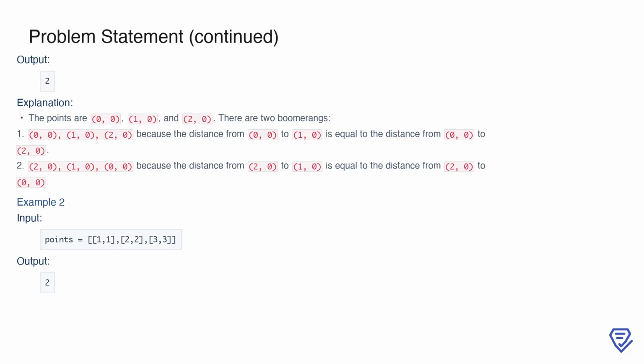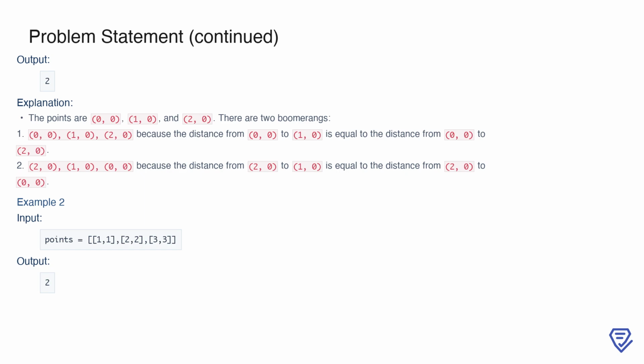This is because the distance from [0,0] to [1,0] is the same as the distance from [0,0] to [2,0]. The second boomerang uses the points [2,0], [1,0], and [0,0], as the distance between [2,0] and [1,0] matches the distance between [2,0] and [0,0]. The output for this example is 2, since we found two valid boomerangs.